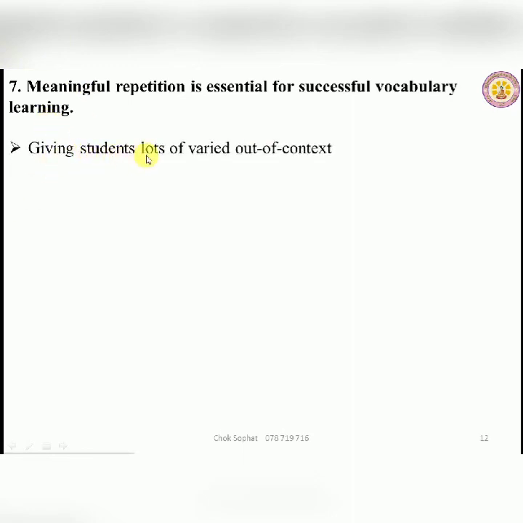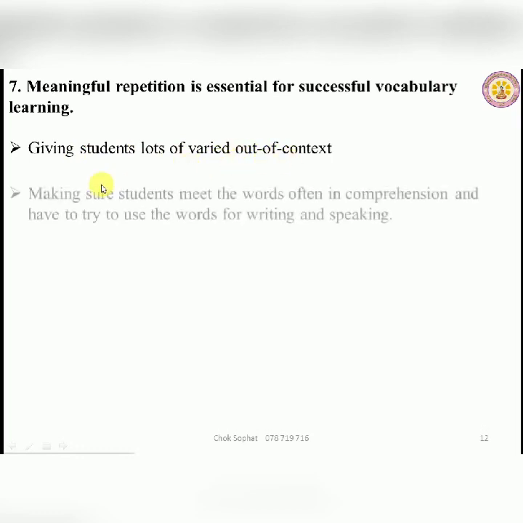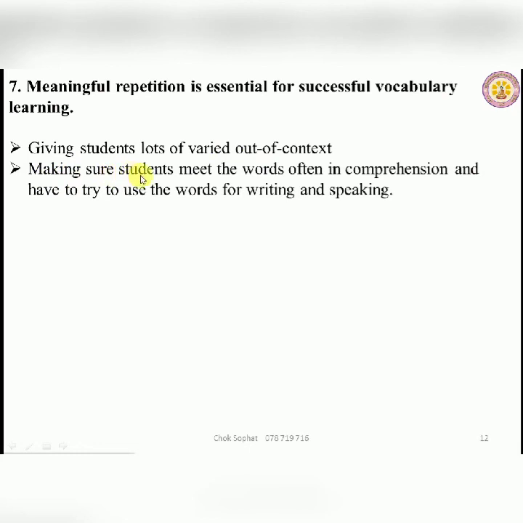Give students lots of variety, also out of context. You can ask them to use the vocab that they already learned by using our context technique. Make sure students meet the word often in comprehension and have to try to use the words in writing and speaking. So you have to review the new words or the old words with your students as often as possible, in comprehension, and try to use them in writing or speaking.